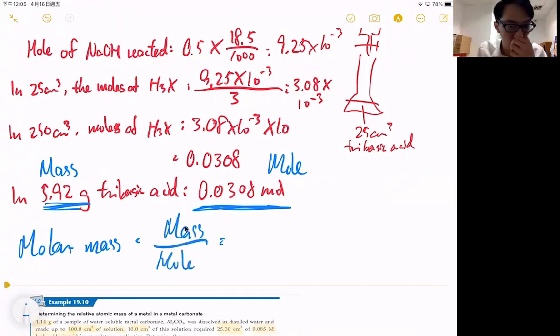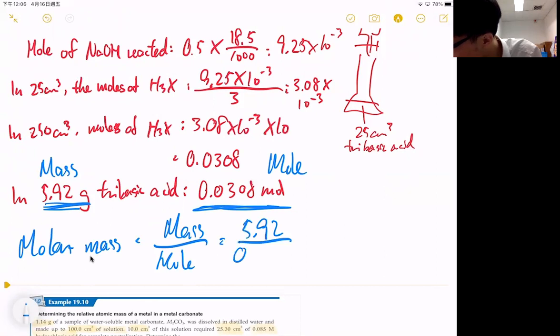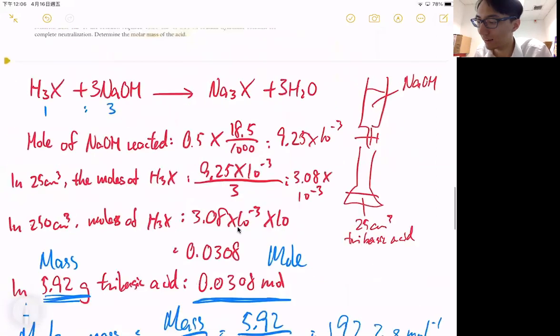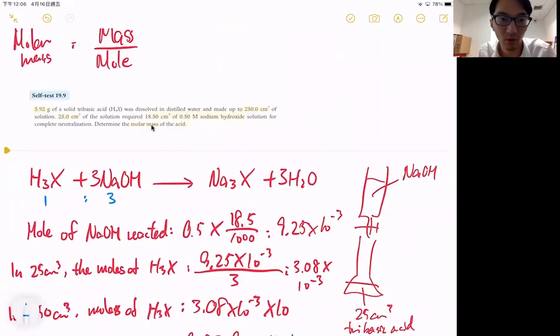That's the concept from the previous chapter. And finally, you will get 5.92 divided by 0.0308, and you will get 192.2 grams per mole. It means that the molar mass of the acid will be 192.2 grams per mole. So that's how, based on the information, we can calculate the molar mass of the acid.